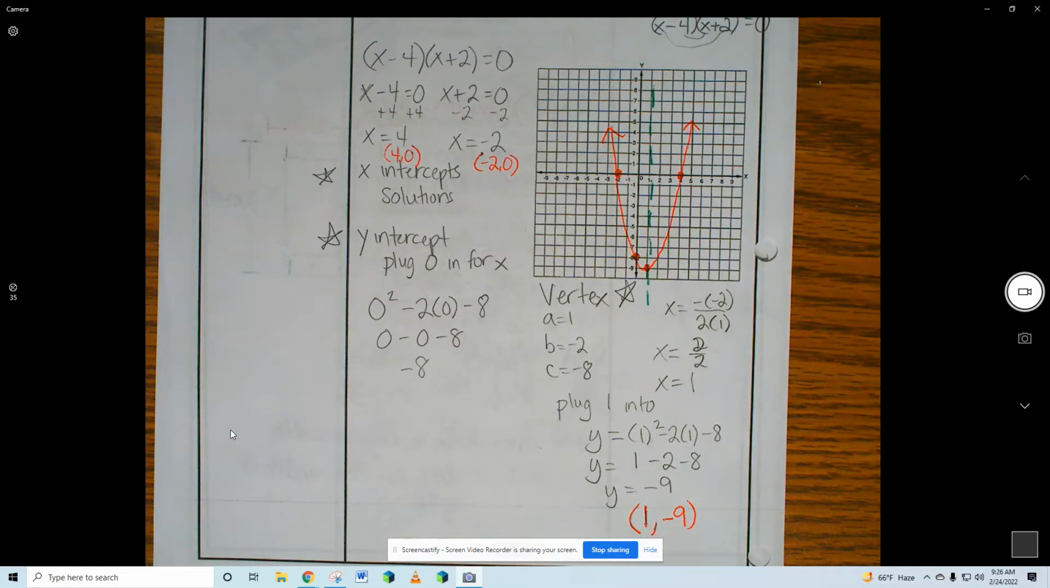So I had to do 3 things. I had to find the x-intercepts, I factored. I had to find the vertex. You don't have to find the y-intercept, but it did help us.